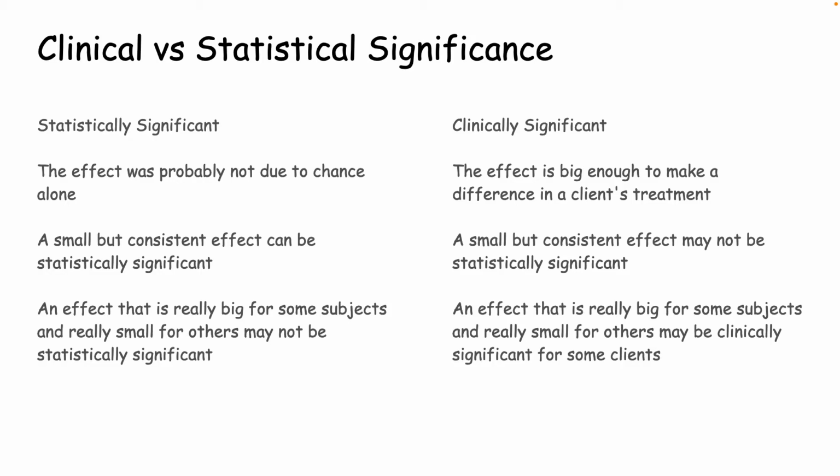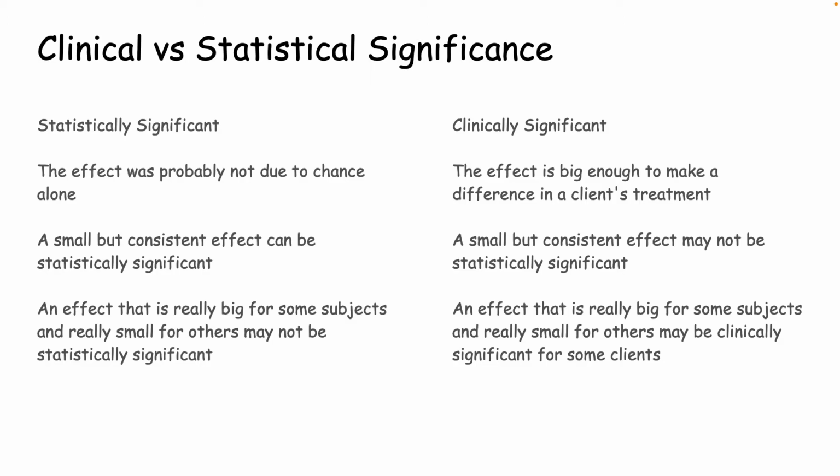A result is clinically significant when it is big enough to make a difference in the treatment we give to a client. The appeal of statistical significance is that there is a single number and a widely accepted standard for establishing statistical significance. If the p-value is less than 0.05, a result is statistically significant.